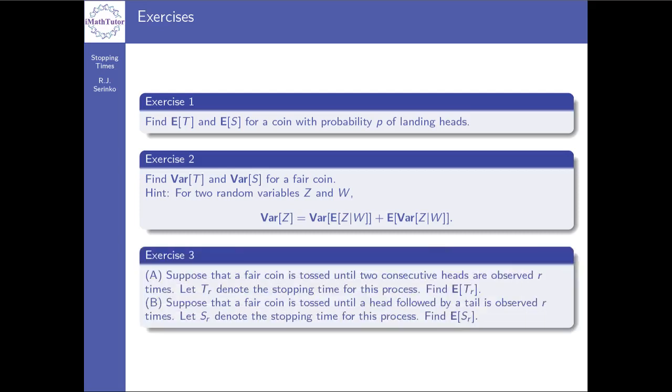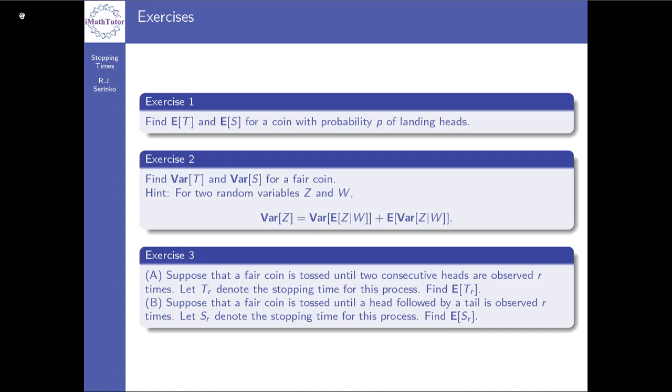Our third exercise is to look at two different stopping rules. Suppose that a fair coin is tossed until two consecutive heads are observed R times. Let T of R denote the stopping time for this process. We ask you to find the expected value of T of R. Part B is, suppose that a fair coin is tossed until a head followed by a tail is observed R times. Let S sub R denote the stopping time for this process, and we ask you to find the expected stopping time for this process.